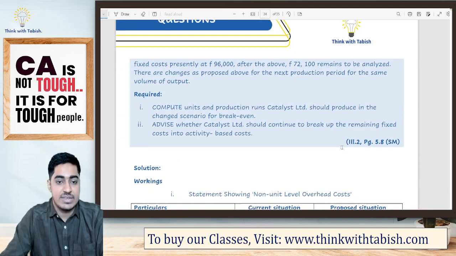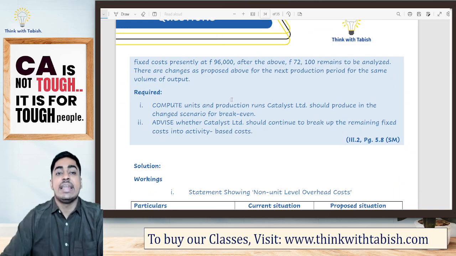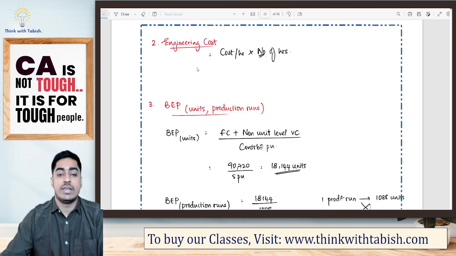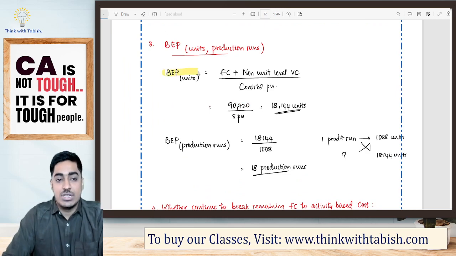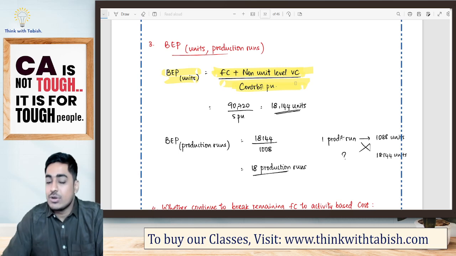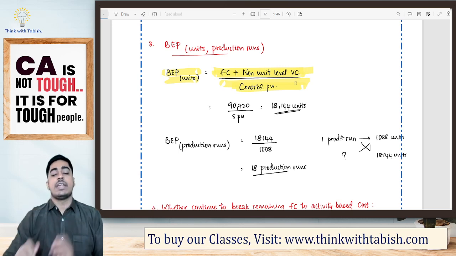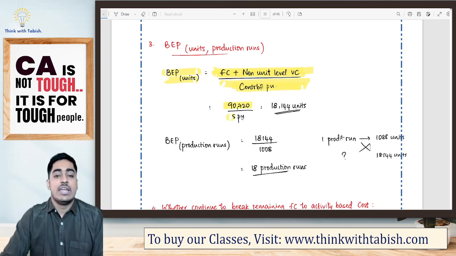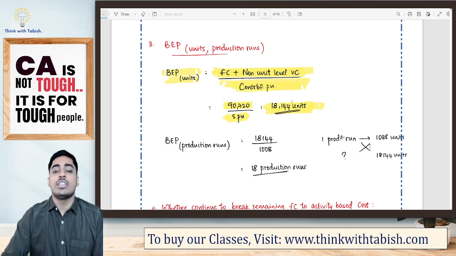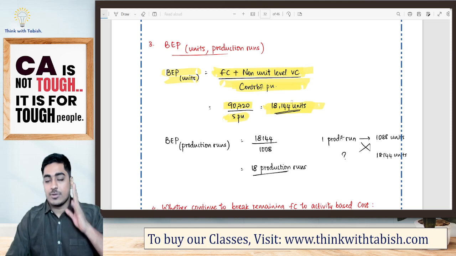Is it clear, everyone? Based on that, I can calculate my break-even. Now here they are telling to calculate the units and the production runs in the changed scenario for break-even. What will I do? Pay attention. BEP in terms of units, I will calculate. It is my fixed cost plus non-unit level variable cost divided by contribution per unit. I will add all of that. I will be getting 90,720 divided by contribution per unit, which is 5. That means I should be producing 18,144 units for my BEP.